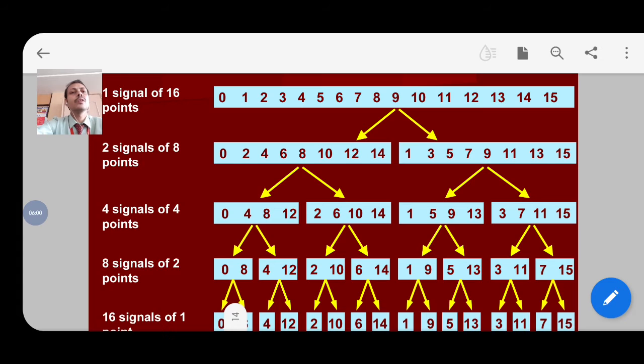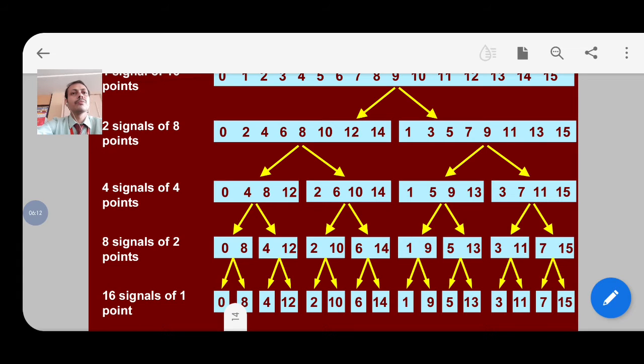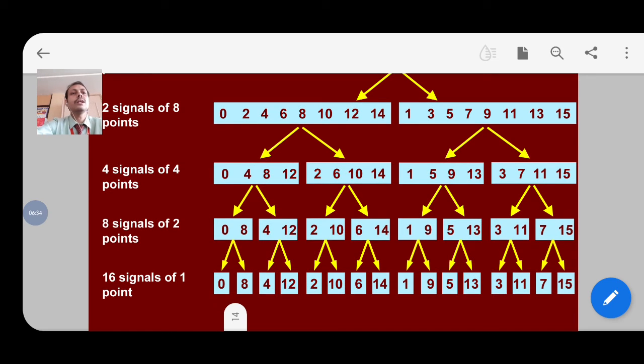Next, we are going to divide the 8-point DFTs into four 4-point DFTs. The first decomposition is 0, 4, 8, 12, and the second decomposition is 2, 6, 10, 14. Like that, the odd values are again divided into even and odd. We will get 1, 5, 9, 13, and then another subset is 3, 7, 11, and 15.